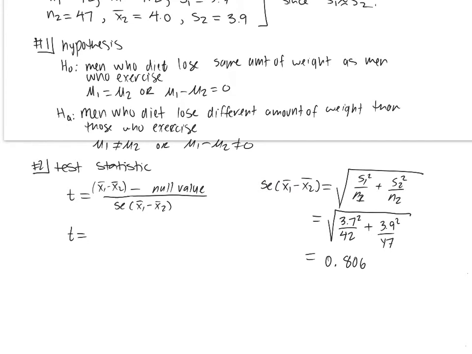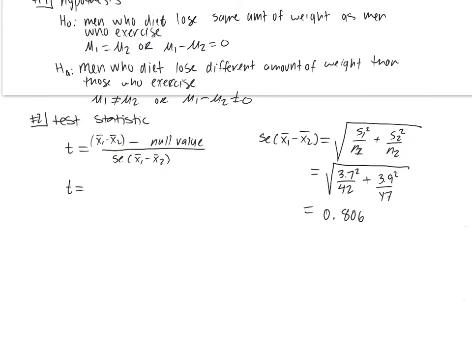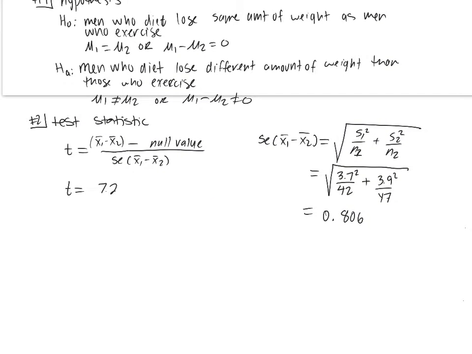What goes in for x1 bar? 7.2. Minus 4.0, minus 0, over 0.806. What do you get for t? I got 3.97 as well. Anybody else get that? Okay. So there's your test statistic.